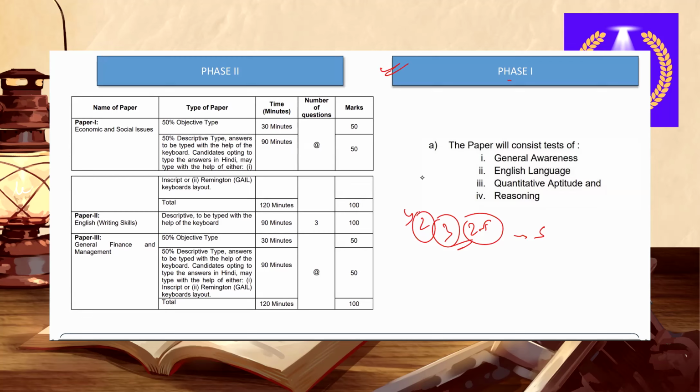We know that in the phase 1 examination we have 200 questions, and this is the syllabus. Phase 1 has general awareness with 80 questions, then English, then quant and reasoning. But the most important part in RBI is the quant and reasoning part: they used to ask a high level of quant and reasoning, that you need to practice.